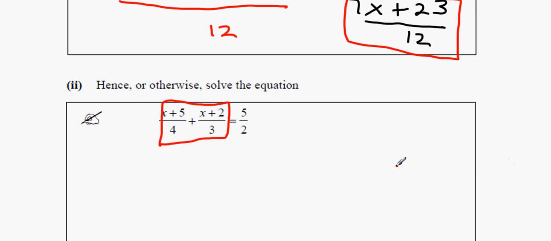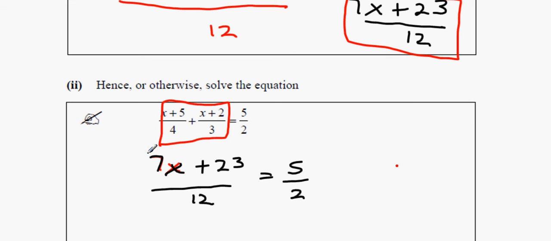So all we need to do here is get 7x plus 23. We're going to divide that by 12, and this equals 5 over 2. Remember your brackets when you're multiplying. So this is going to be cross multiplication. Bring the 12 up here. It was divided by 12 on the left, so it's going to be multiplied by 12 on the right. Bring this 2 up here. It was divided by 2 on the right, so it's going to be multiplied by 2 on the left.